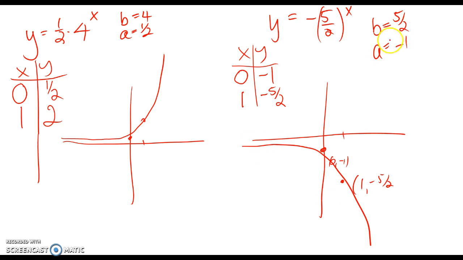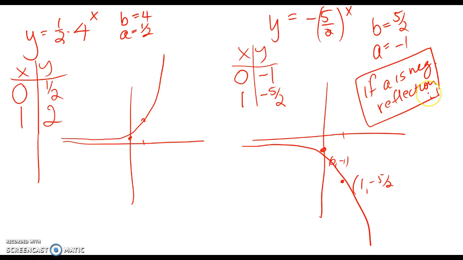Notice this is reflected. So if a is negative, we have a reflection, which is the same thing we had when we talked about absolute value, when we talked about quadratics, which you didn't get to quite yet, when we talked about square roots. If a is negative, it's a reflection. That's a common theme. All right?